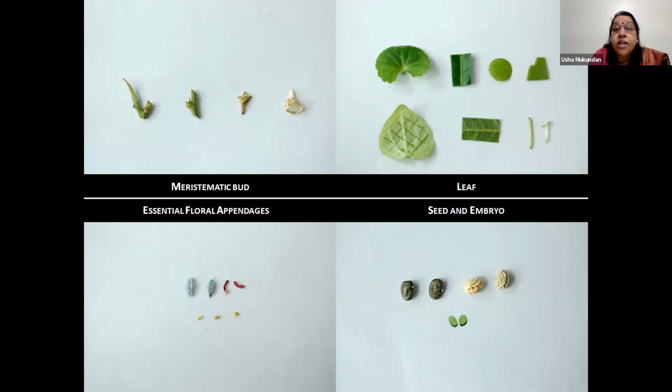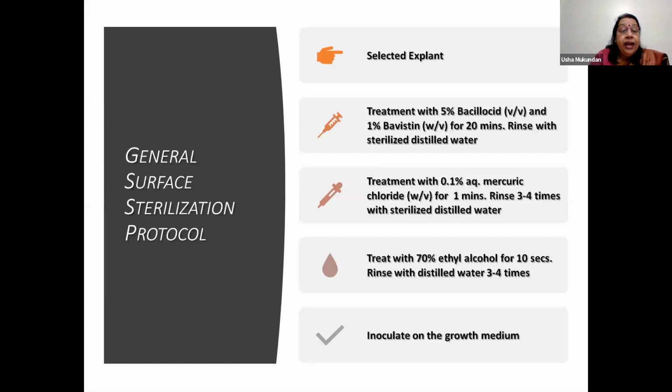Then floral appendages or stems. Stem segments also respond very well. Seed and embryos can be used as a starting material. And you can see that two cotyledons are being shown here to represent that cotyledon can also be a good material to begin with.